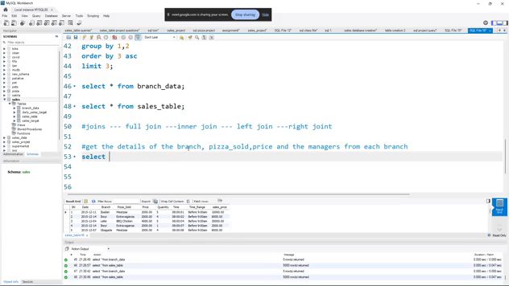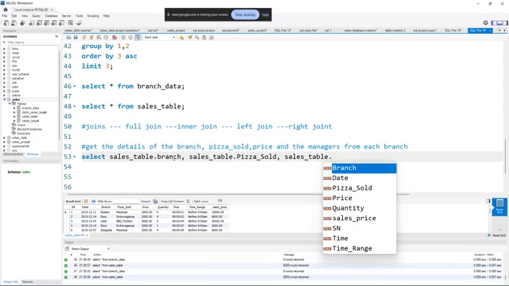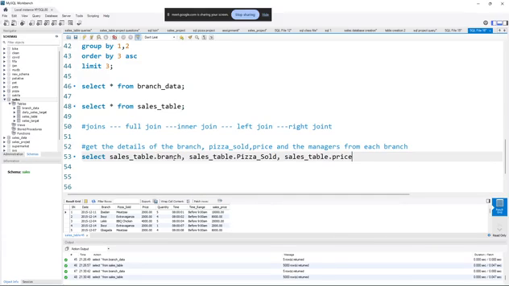This branch is from the sales table, right? So I will say, from the sales table dot branch. Let me select branch, comma. From that same sales table dot select the pizza sold, comma. From that same sales table, select what? You have to put dots. Dot is telling us you are picking what? The price, comma. Then I will have to pick manager.